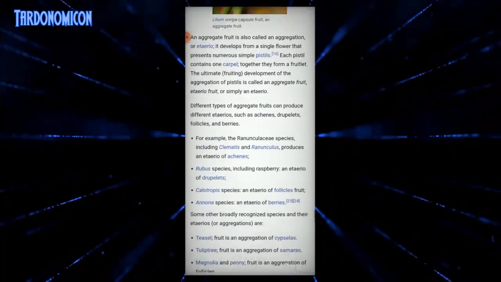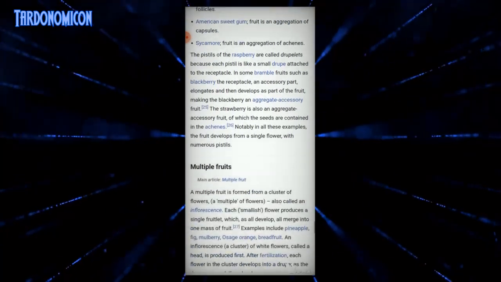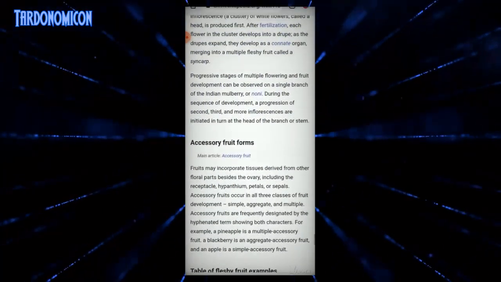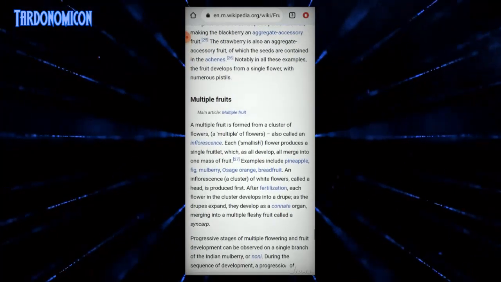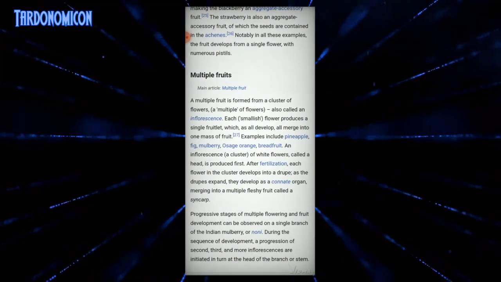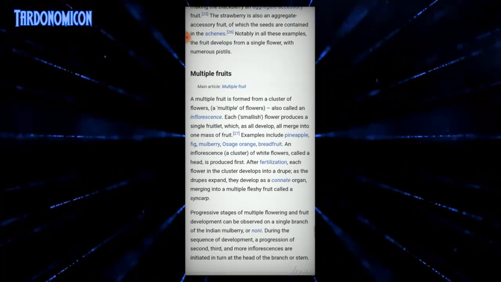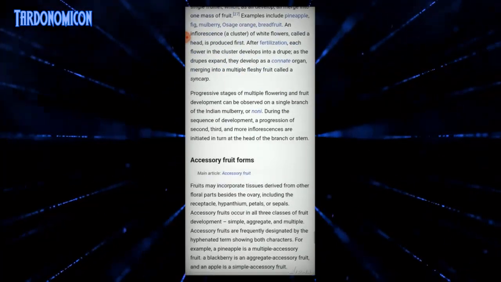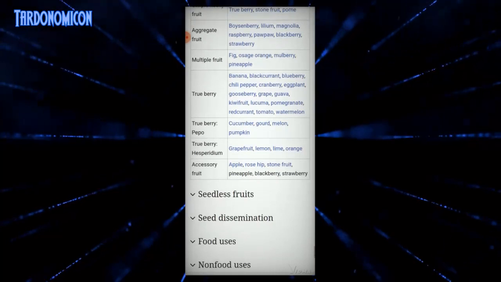Let's see here. I'm not seeing any mentioned here. Okay, multiple fruits. Oh, I'm sorry. Let's see. Multiple fruits. Examples include mulberry. Yeah, some berries are actually multiple fruits. Mulberry, Osage orange, breadfruit. Okay, accessory fruit forms. Okay, now I'm going to move on here.